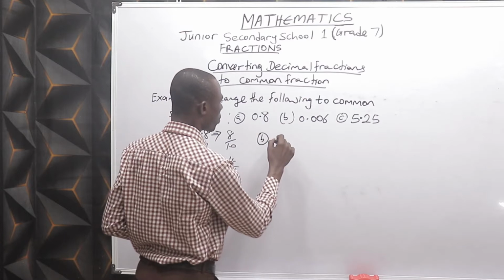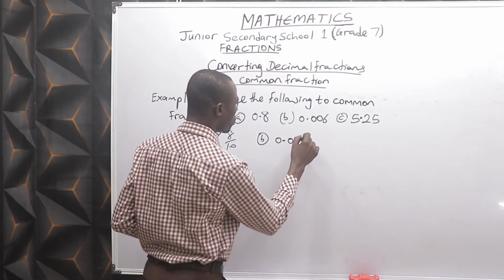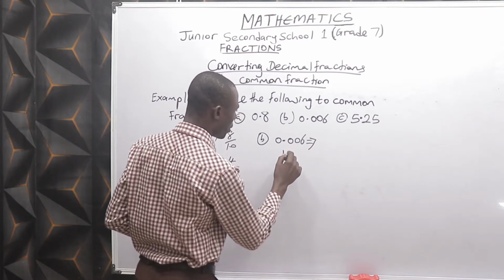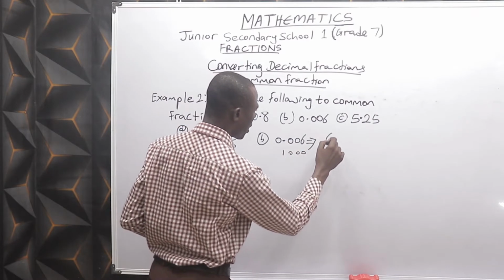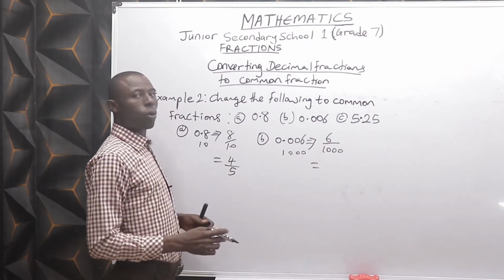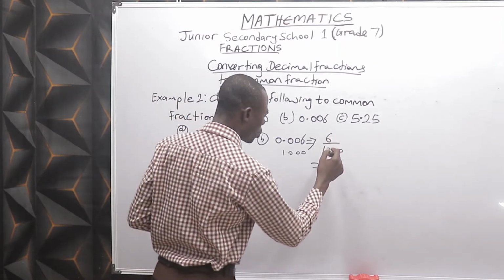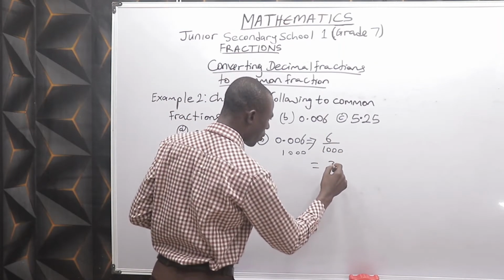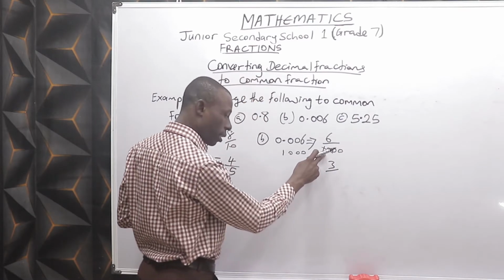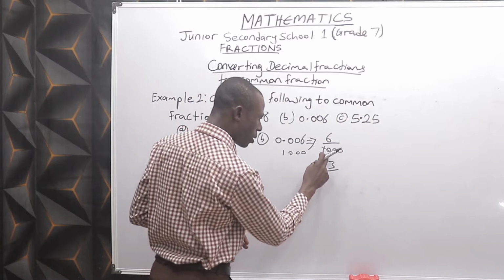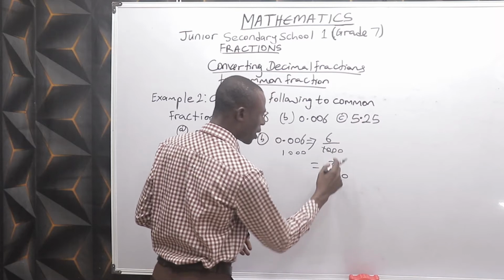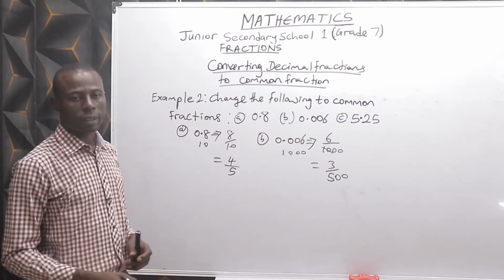Question B, 0.006 is the same as, you put 1 here, 0, 0, 0 here. So it's the same as 6 over 1,000, which to the lowest form means 2 goes in 6 3 times. 2 goes in this 10. See the method I want to use here. 2 in 10, that is 5. Put the remaining 2 zeros here in front. So the answer is 3 over 500.